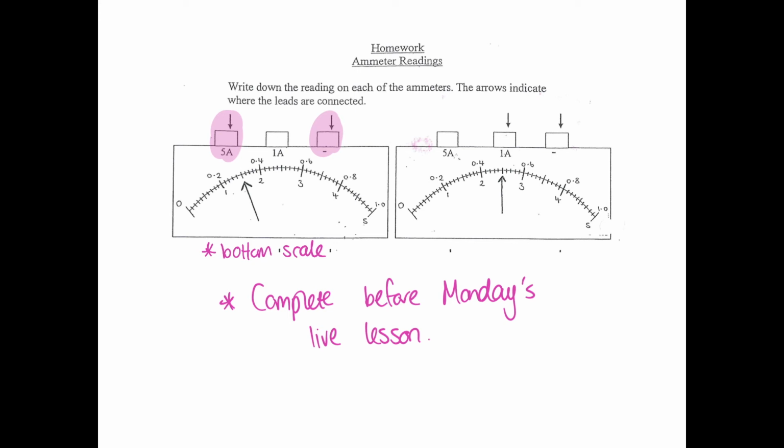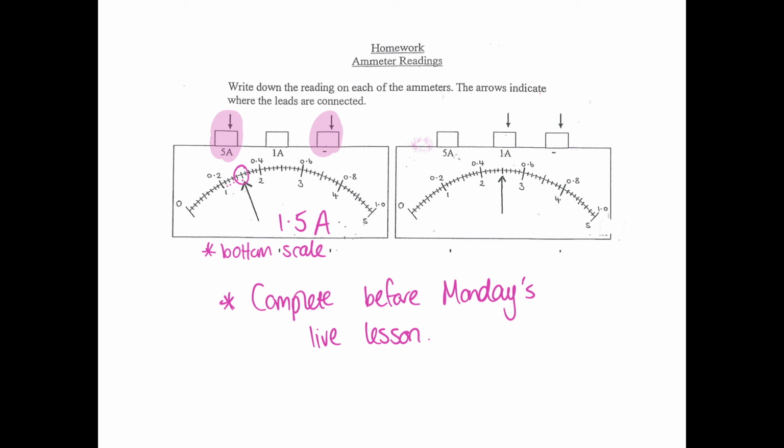So I'm looking at the bottom scale, not the top scale, and you can see my arrow is pointing to exactly halfway between 1 and 2. Each of these markings will be 0.1, so that's 1.1, 1.2, 1.3, 1.4, and so this reading is at 1.5 amps. So remember 1.5, and then you always have a capital A at the end, and that stands for amps. That's the shorthand way of writing amps, just a bit like you write cm for centimetres.